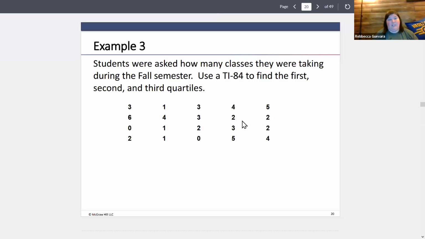And notice that my data was not in order. I could have put it in order if I wanted to, but as far as putting it in a calculator, it's not going to make a difference. You only have to do it in order when you're trying to do this by hand. So if I was to do this by hand, then I definitely want to make sure I get this in order.